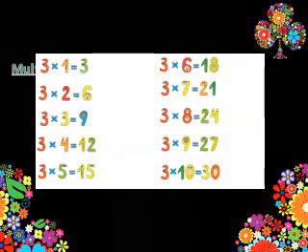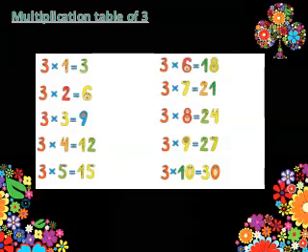Now I want to remind you of the multiplication table of 3. You know that 3 times 1 is 3, 3 times 2 is 6, 3 times 3 is 9, 3 times 4 is 12, 3 times 5 is 15, 3 times 6 is 18, 3 times 7 is 21, 3 times 8 is 24, 3 times 9 is 27, and 3 times 10 is 30.